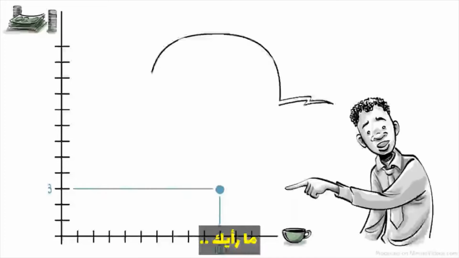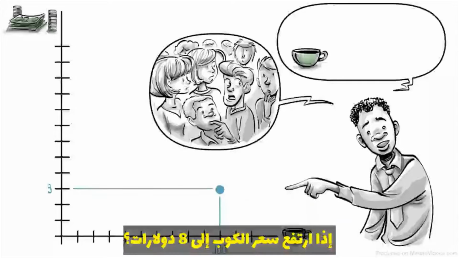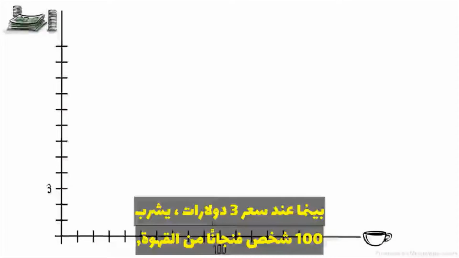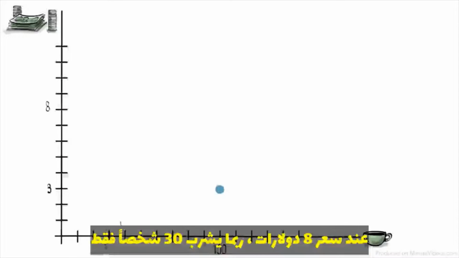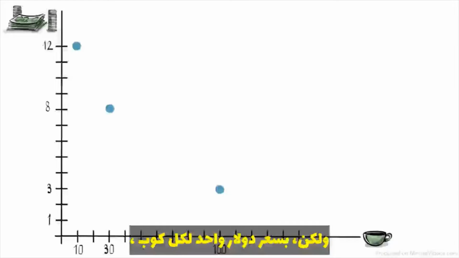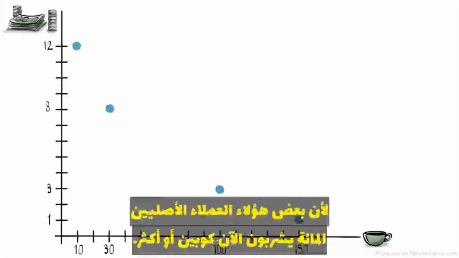What do you think? How many cups of coffee would these 100 people drink if the price of a cup were to increase to $8? While at $3, 100 people drink a cup of coffee, at $8, maybe just 30 do. And at $12, there could be as few as 10 people interested in purchasing a cup. However, at $1 per cup, demand could go up to 150 cups a day, because some of those original 100 customers are now drinking 2 or more cups.